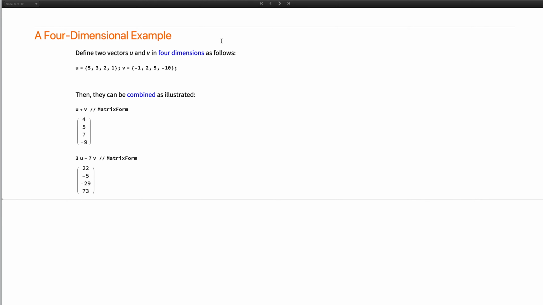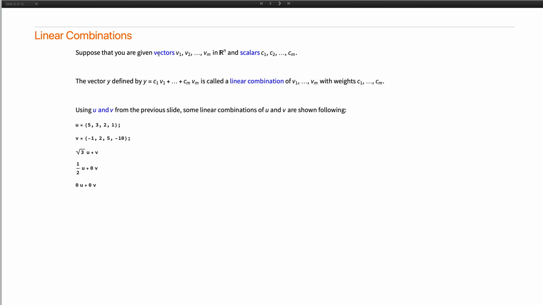Okay, so that's the idea of a vector space, and now we can talk about linear combinations. So suppose you're given a fixed set of vectors, v1, v2 up to vm, m could be 3 or 4, whatever, and scalars c1, c2 up to cm. Then you can first multiply each vector by the corresponding scalar, and then add them up, and you get a linear combination of those vectors with weights c1, c2 up to cm.